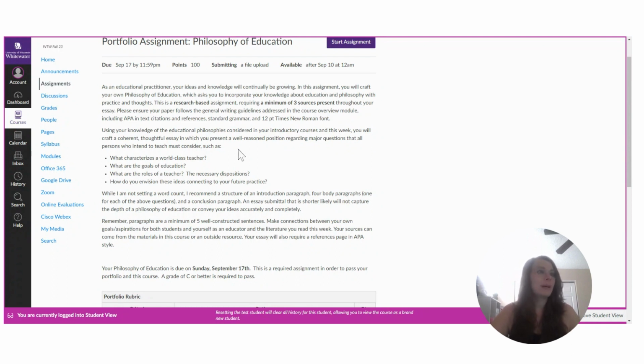Now, let's talk about what the content of this paper actually looks like. You're going to consider what you've learned in your other classes and this one. You're going to write an essay where you talk about these topics. First of all, what characterizes a world-class teacher? What are the goals of education? What are the roles of a teacher, the necessary dispositions, and how do you envision these ideas connecting to your future practice?